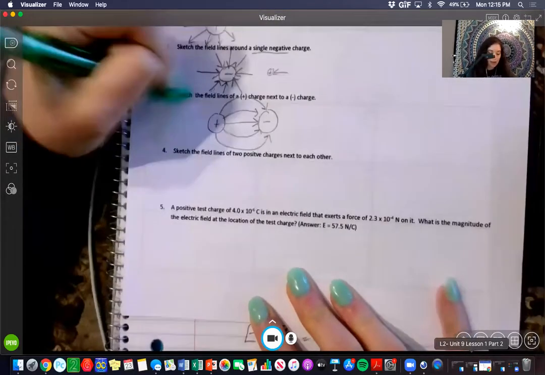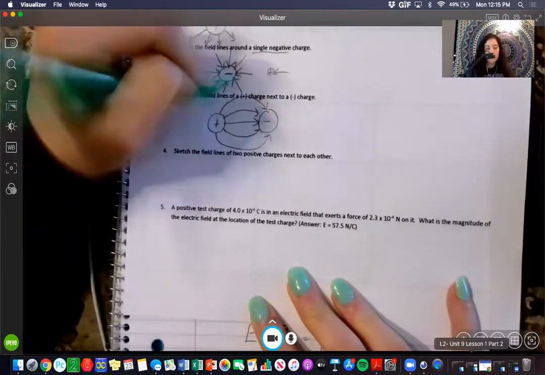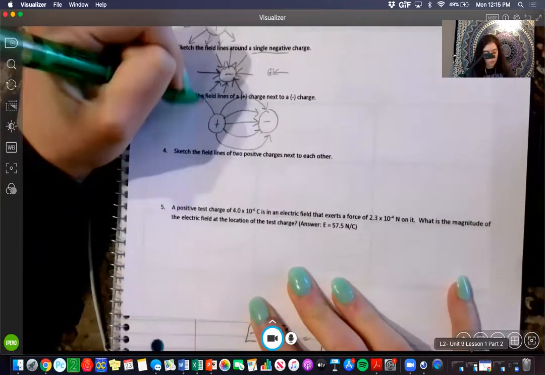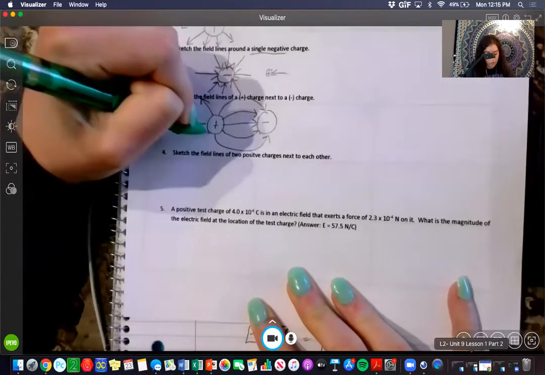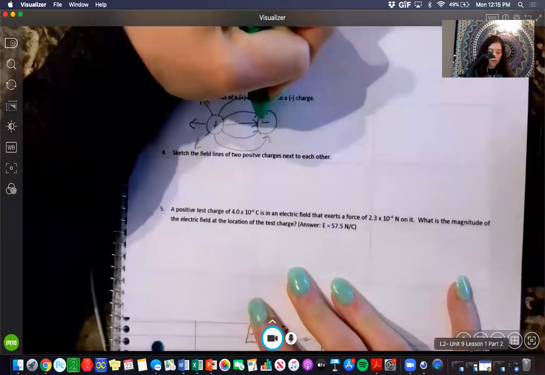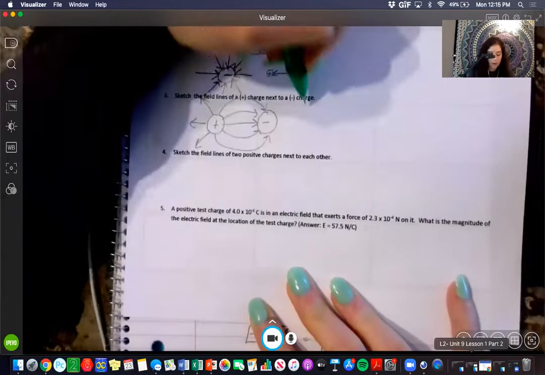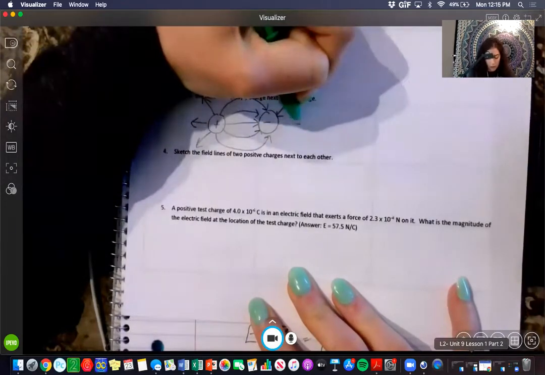On this outside of my charge, we're too far away from the negative to really curve in, so we're just going to point outwards. Same thing over here. We're too far away on the negative to be kind of pulling from the positive, so it's just going to point inwards.